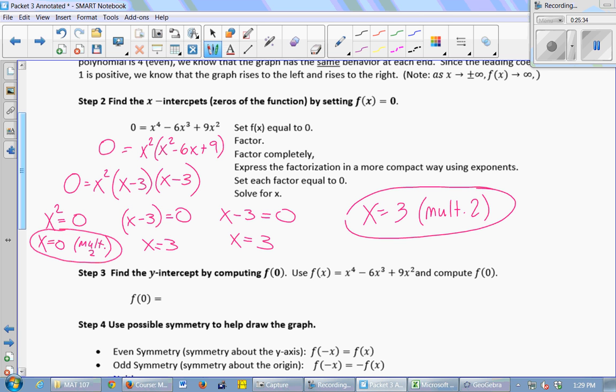Step 3, find the y-intercept. In general, to find y-intercepts, you plug 0 in for x. So what's my y-intercept here? What's f of 0? 0, yep.